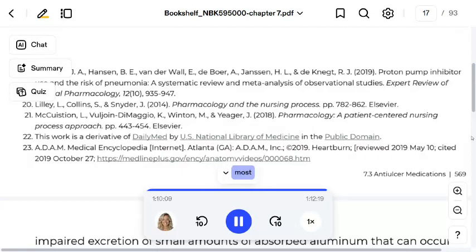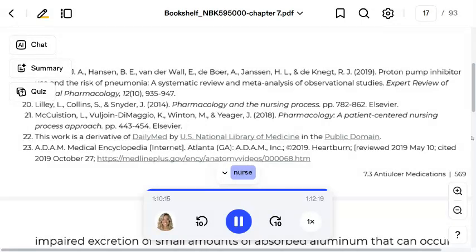3. The most common side effects of PPIs include headache, diarrhea, abdominal pain, and nausea. Long-term use of PPIs has been associated with an increased risk of osteoporosis-related fractures, kidney disease, and infections such as pneumonia and Clostridioides difficile infection.